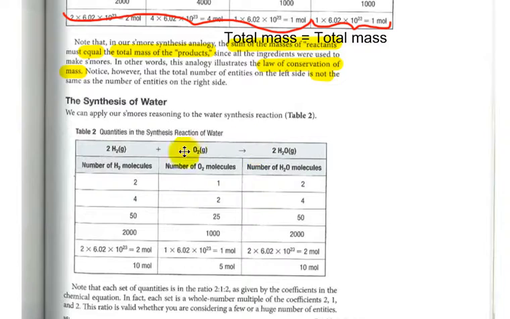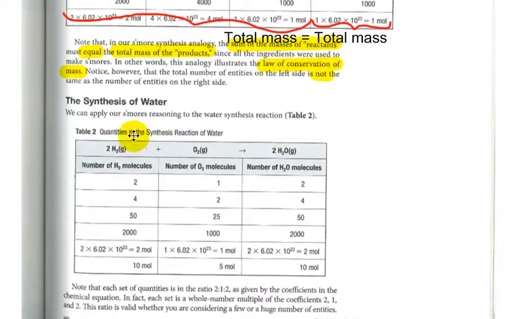So their ratio: if I had 4 hydrogens, the balanced equation tells us that for every 2 I need 1. In other words, half as much. So if I have 4, I need 2. If I have 50, I need 25 oxygen. If I have 2,000 hydrogens, I need 1,000 oxygen. If I have 10 moles, I need 5 moles. So it's always 2-to-1. Whatever I have for hydrogen, I have half as much oxygen.